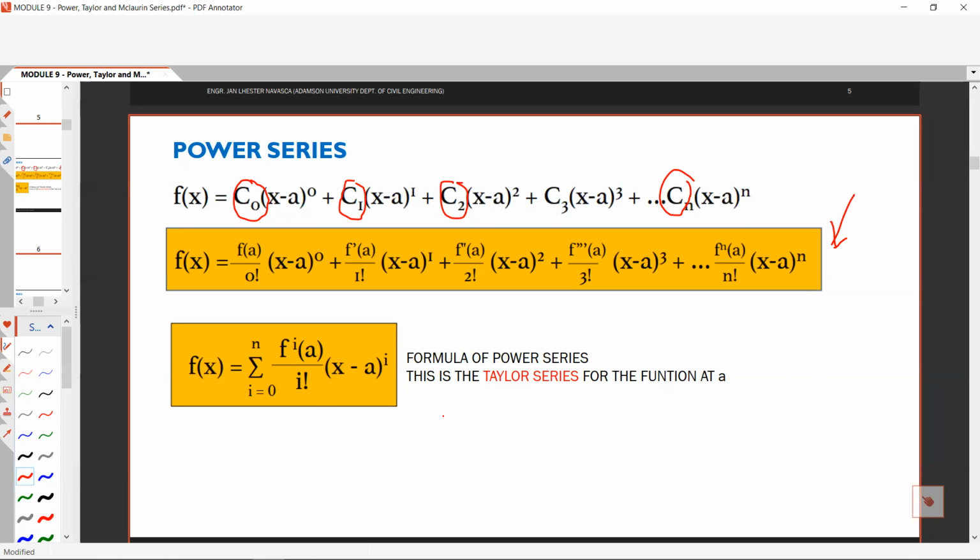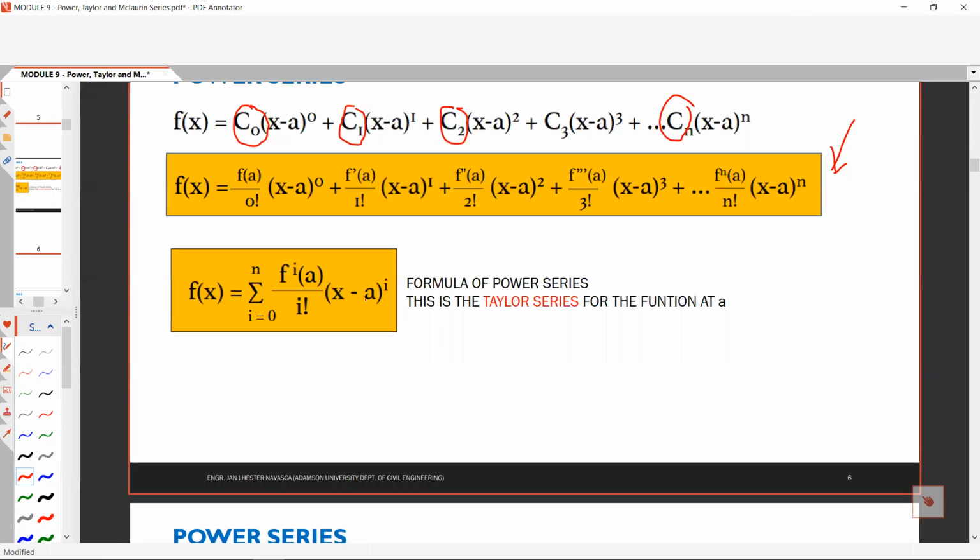Okay, so before we start dun sa definition ng Taylor and Maclaurin, ito, sinabi ko dito, centered at a. So ang power series po has two: we have Taylor and we have Maclaurin.